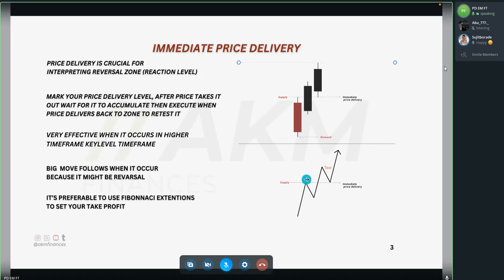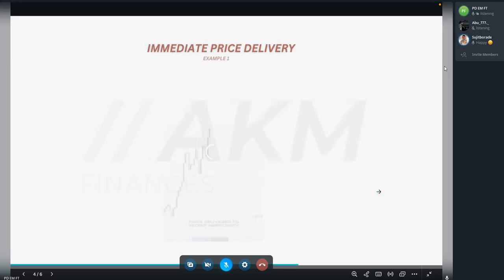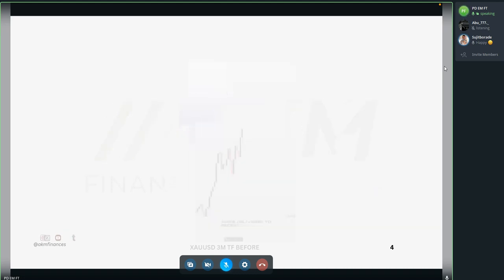As you can see in the line chart, this is how it looks. How to come up with directional bias: move to a higher time frame. Price delivered to recent inefficiency.